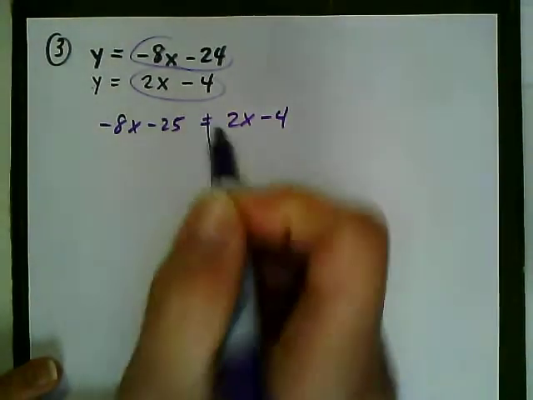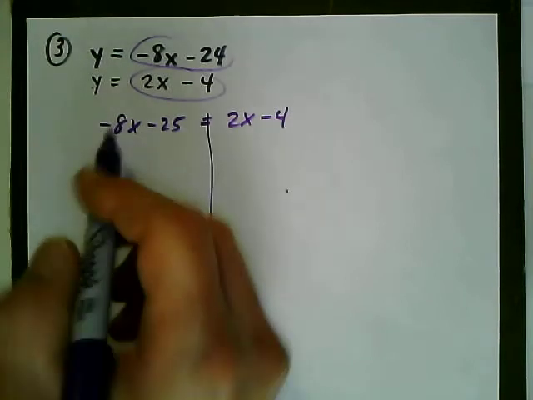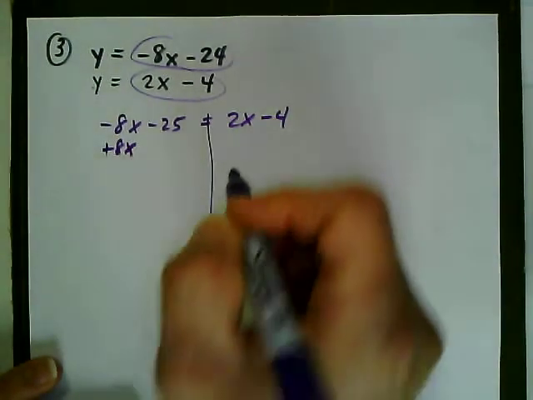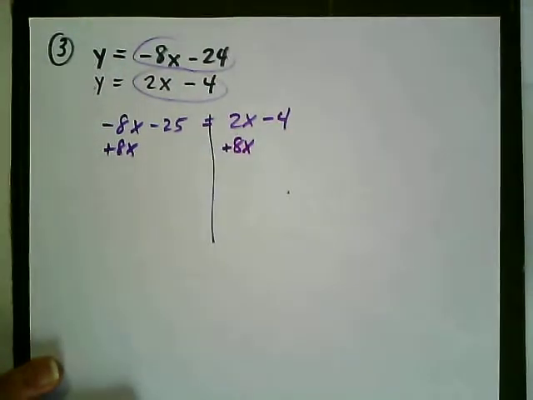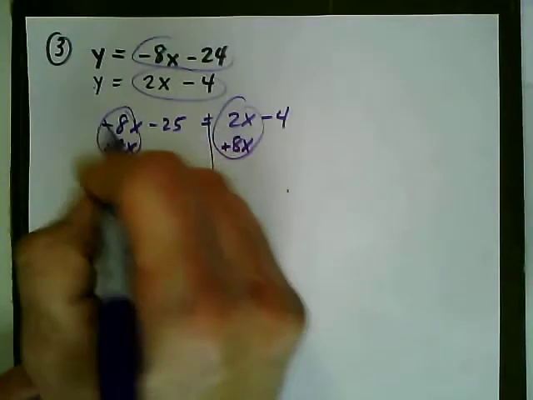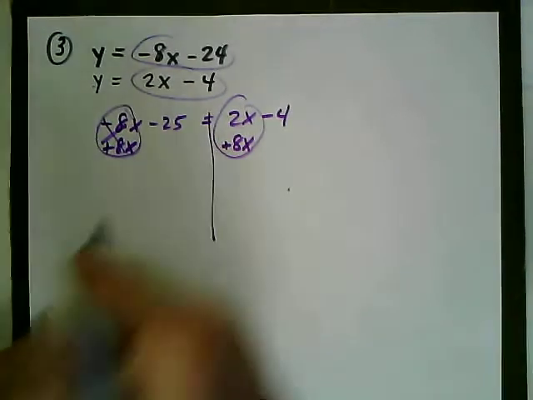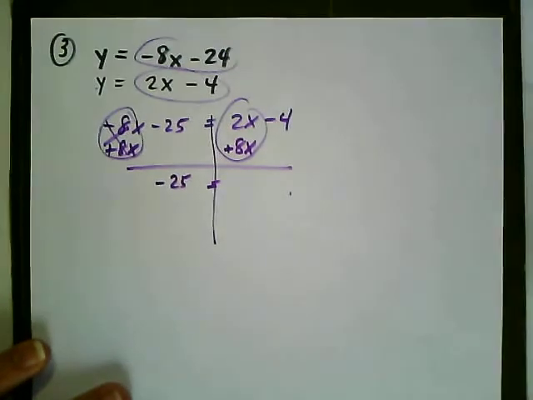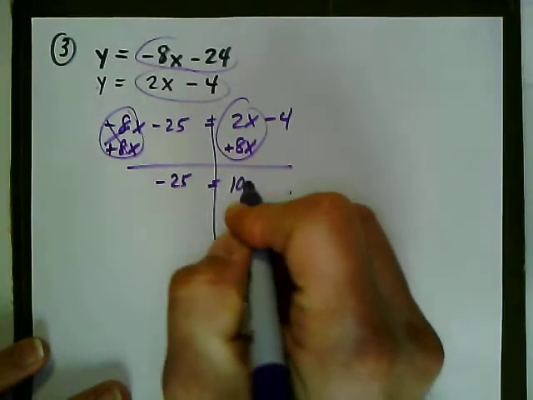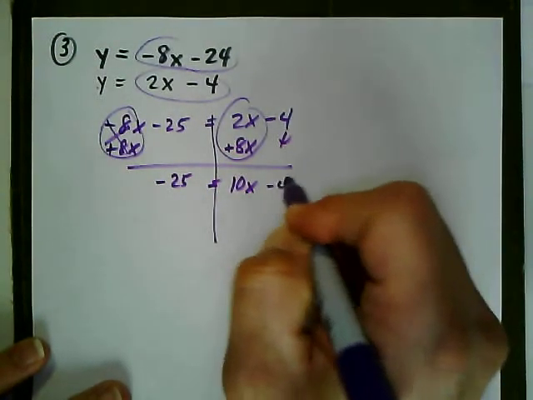All right, no distribute, no combine like terms. Get rid of the extra variable. I'm going to take the lowest extra variable. Negative 8x is lower than 2x, so I'm going to add 8x to both sides of the equation. That's 0. 0 minus 25 is negative 25, so we just leave that. 2 plus 8 is 10x. Bring down that minus 4.